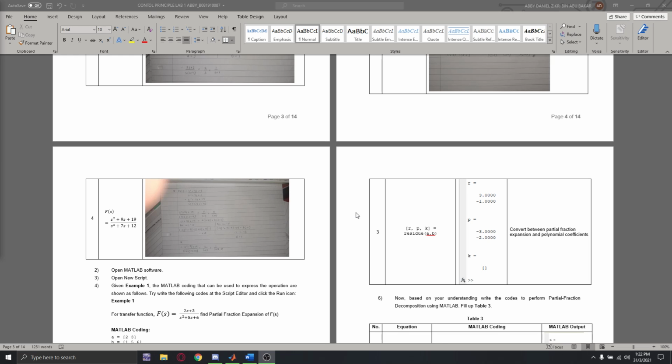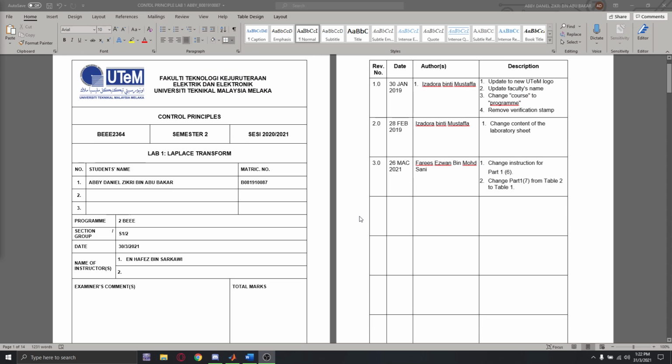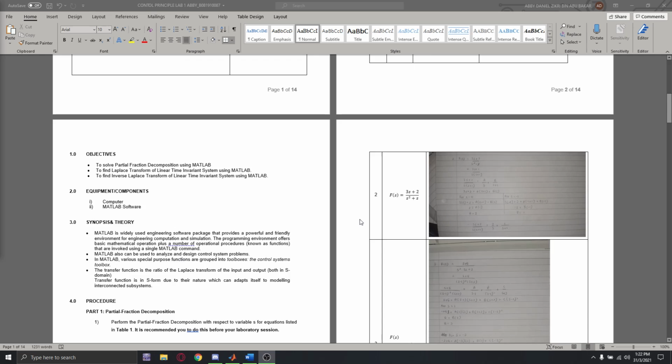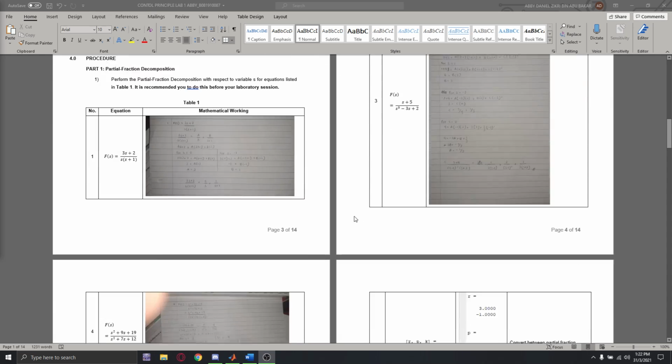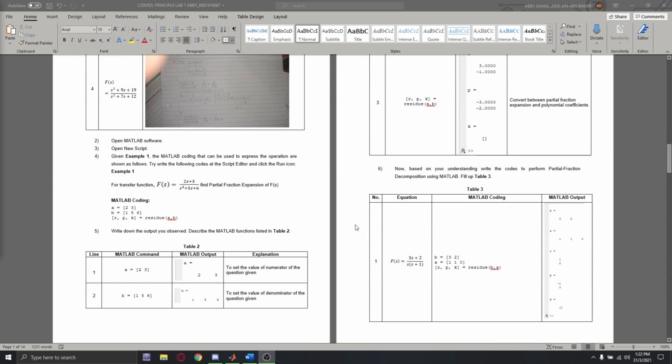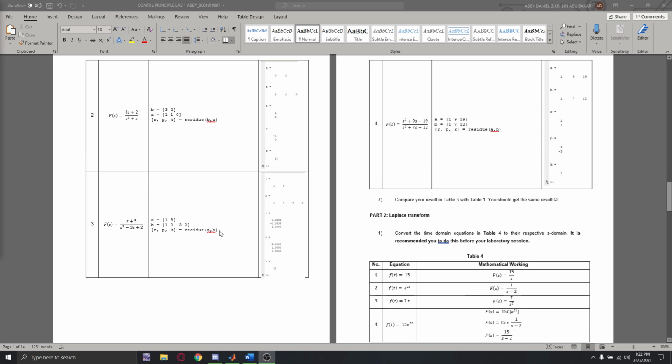My name is AB dan ZIKRI and today I will explain to you about lab 1, which is Laplace transform that we learned. Okay, for part 1, which is partial fraction decomposition, I will use question number 3 as an example. For this question we want to do the partial fraction using MATLAB.